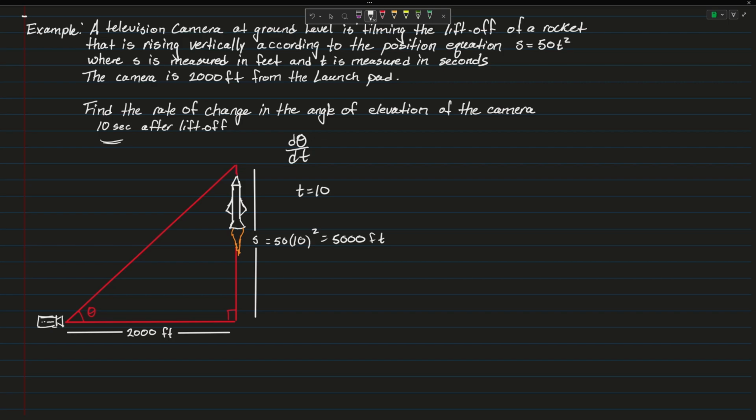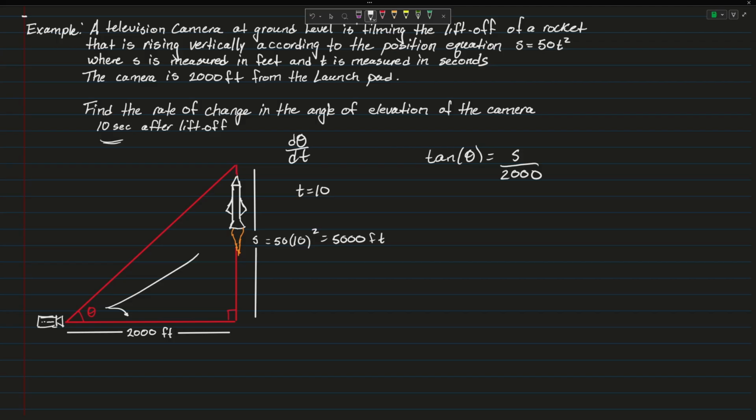And we also need an equation for theta with s and the adjacent side, because that's all of the stuff that we're given besides the time, which we just used. Okay, so the only equation with an opposite side and an adjacent side with an angle theta is tangent. And that's going to be s over 2,000. Okay, so if we start here, we should implicitly derive this stuff.